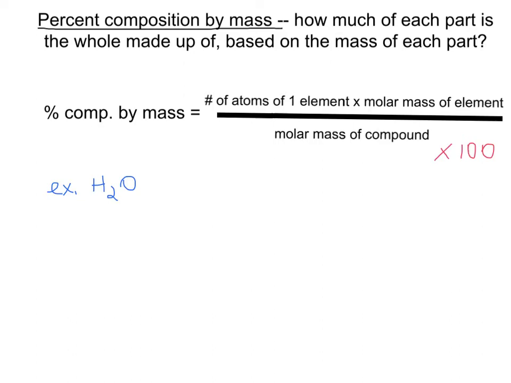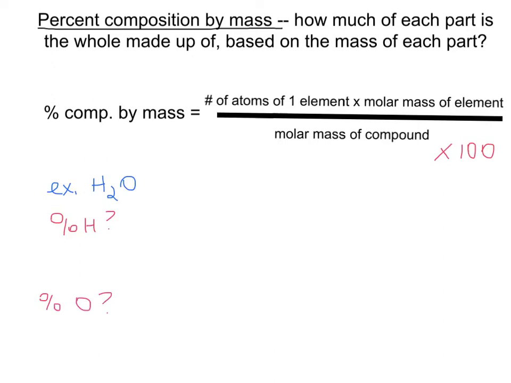But that's just the percent of each element. We want to know the percent composition by mass. And that's going to be different than 2/3 and 1/3 because oxygen and hydrogen have very different masses. So let's see how this works. Let's find the percent hydrogen, and then we're going to find the percent oxygen.